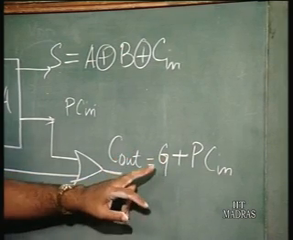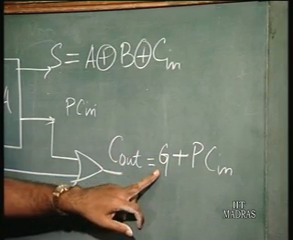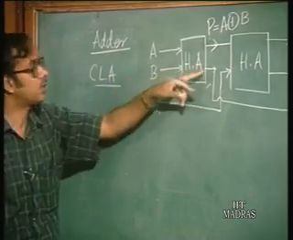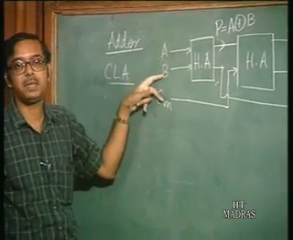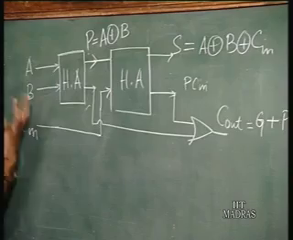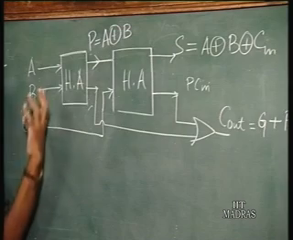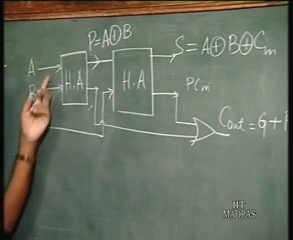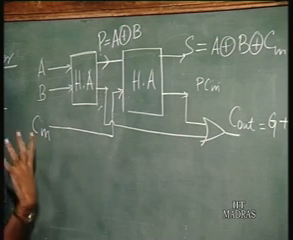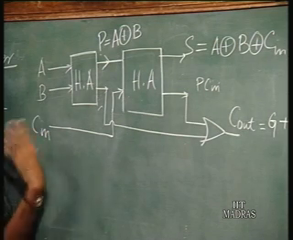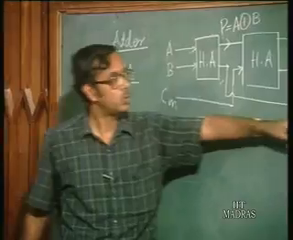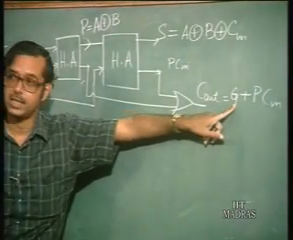Now, G is called generate because it generates a carry. It is going to be high if both A and B are high. If A and B are both high, that is, both inputs to the present bit are high, of course, you are going to have a carry irrespective of carry in or whatever, you are going to have a carry out. So, it generates a carry. So, you are going to have a carry out if G is high.